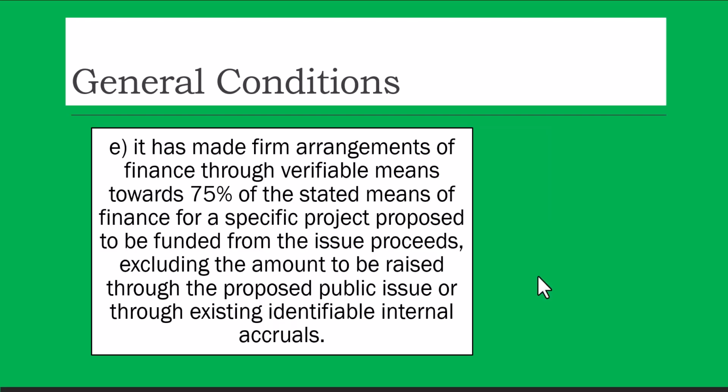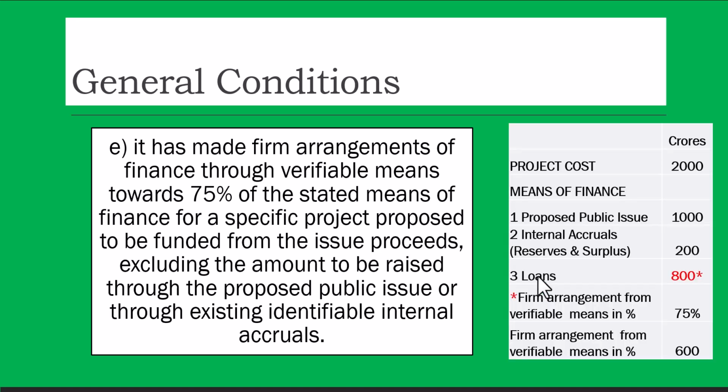Okay, now this one. It has made firm arrangements of finance through verifiable means towards 75% of the stated means of finance for a specific project proposed to be funded from the issue proceeds, excluding the amount to be raised through the proposed public issue or through existing identifiable internal accruals. Okay, so now this is a little complex one. So let me explain that, let's take an example.